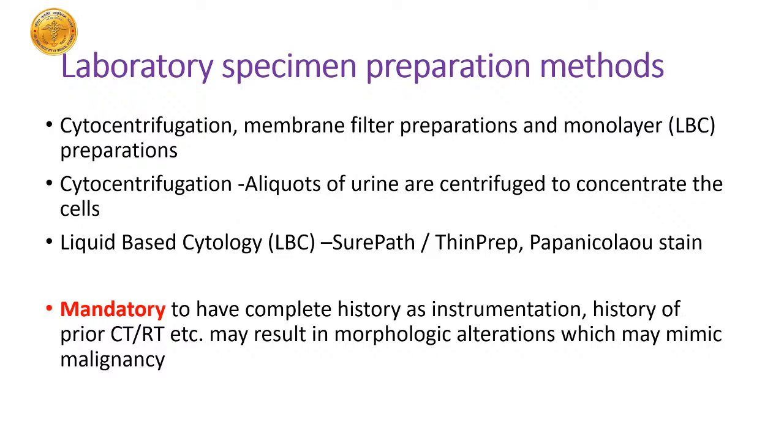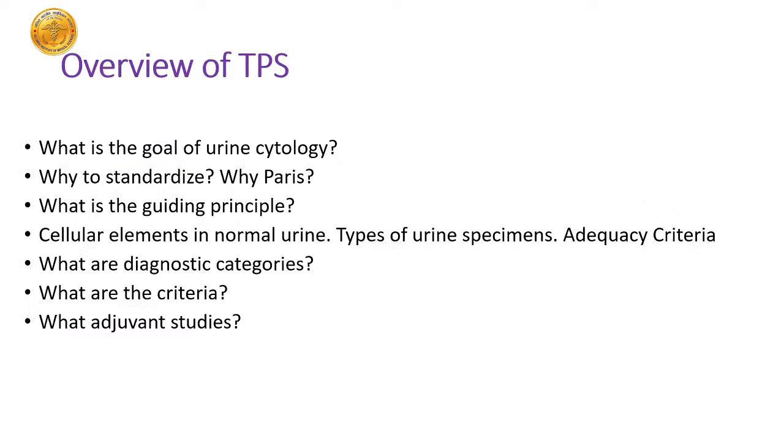Before we go on to urine examination, as for the rest of pathology, it is mandatory to have a complete history, such as history of instrumentation, prior chemo and radiotherapy. All these may result in cytomorphologic alterations, which may mimic malignancy.